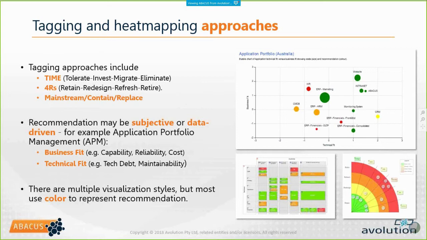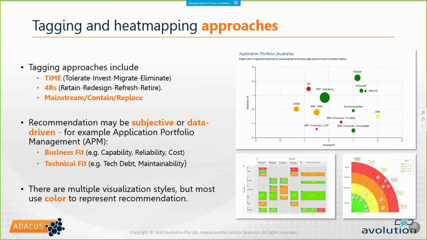So many of you will have come across the TIME rating, which stands for tolerate, invest, migrate, eliminate, or the 4 Rs: retain, redesign, refresh, retire. Basically, we're giving each element in that portfolio of things, for example, applications, one of these ratings. So we want to tolerate application A, invest in application B, eliminate application C.